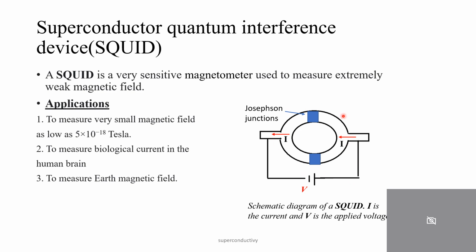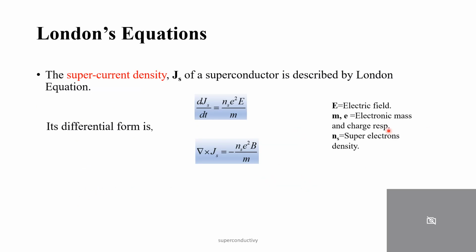This Josephson SQUID can be used to measure very small magnetic fields, as low as 5 × 10^-18 Tesla. It can be used to measure biological magnetic fields in the human brain, because the biological magnetic field of the human brain is very small. So we can use SQUID, and SQUID can also be used to measure the Earth's magnetic field.